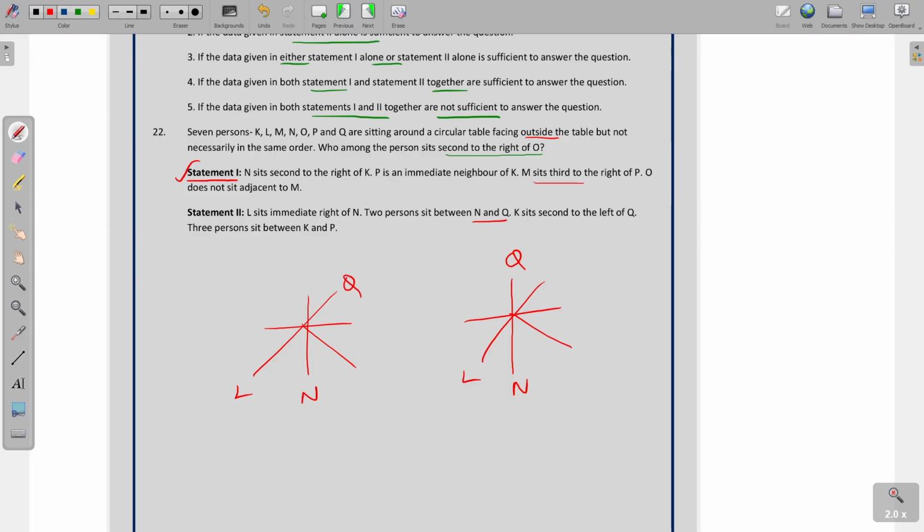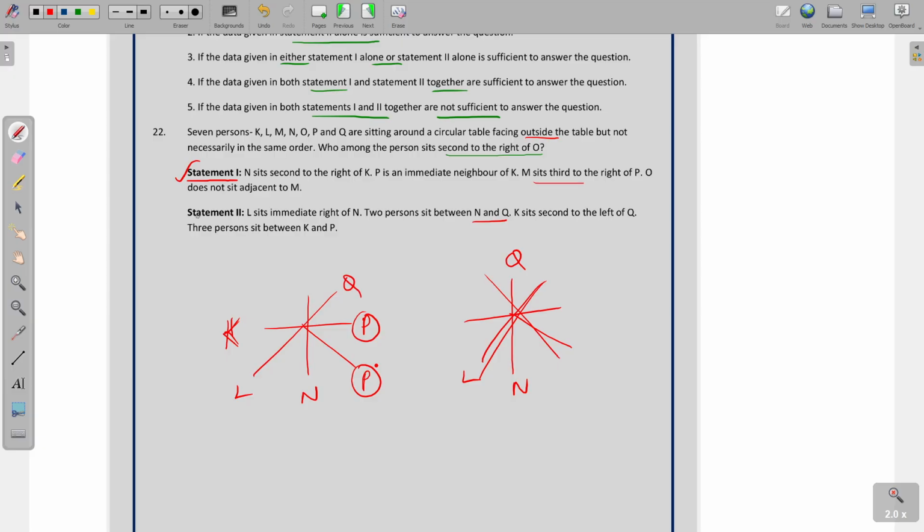K sits second to the left of Q. So K sits second to the left of Q. So here there is no place to place K here. 3 persons sit between K and P. So if K is placed here, from here P can come here, and from here P can come here.